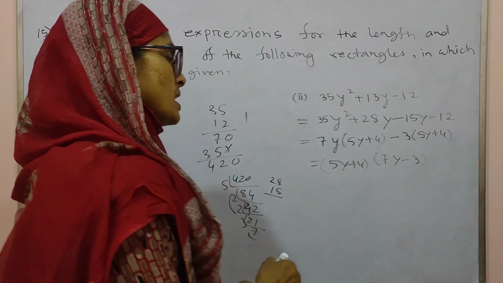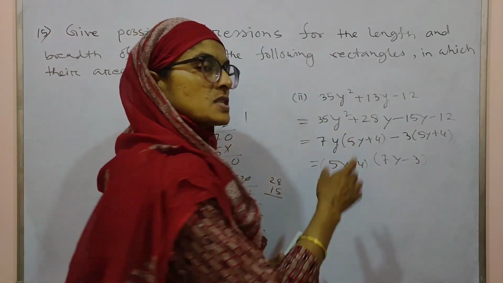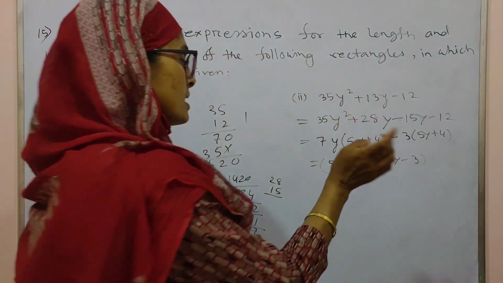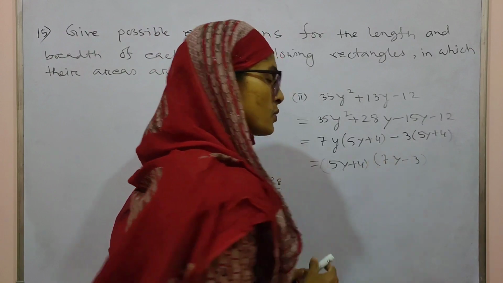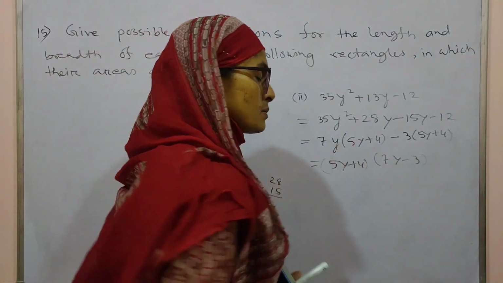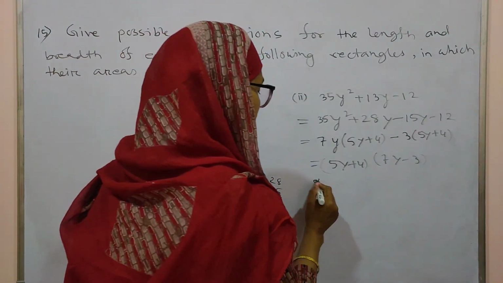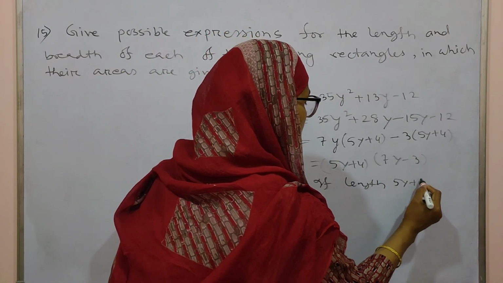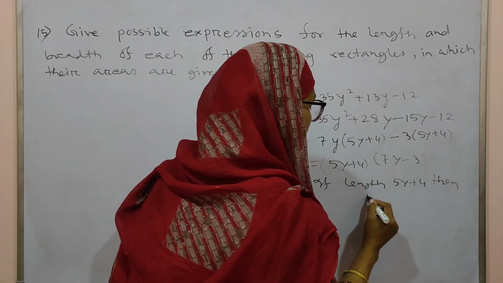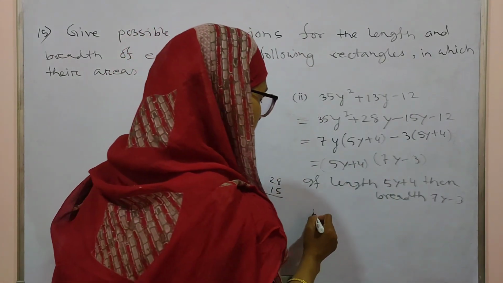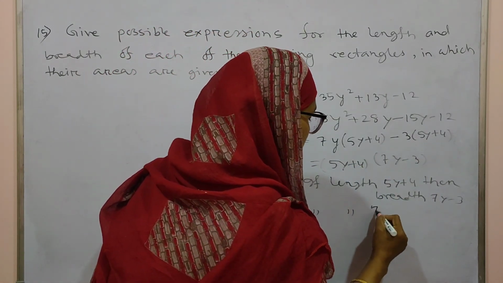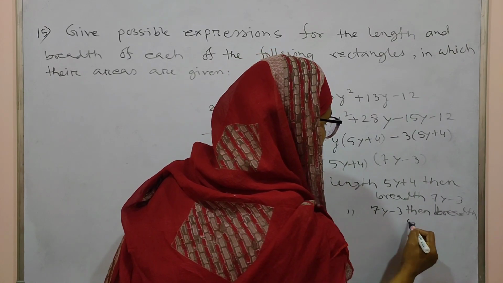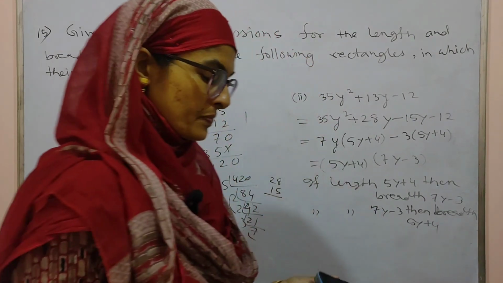Lastly you have to write, same as number 1, if length is 5y plus 4, then breadth is 7y minus 3. And if length is 7y minus 3, then breadth is 5y plus 4. You have to write in this way.